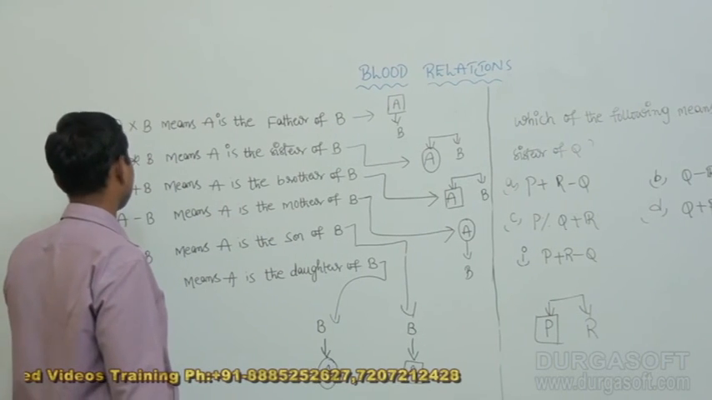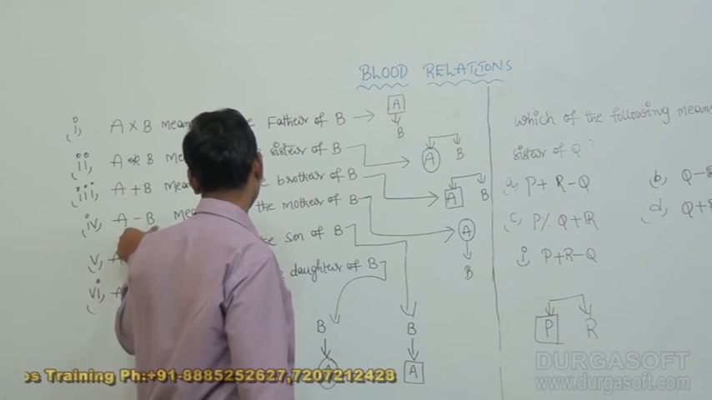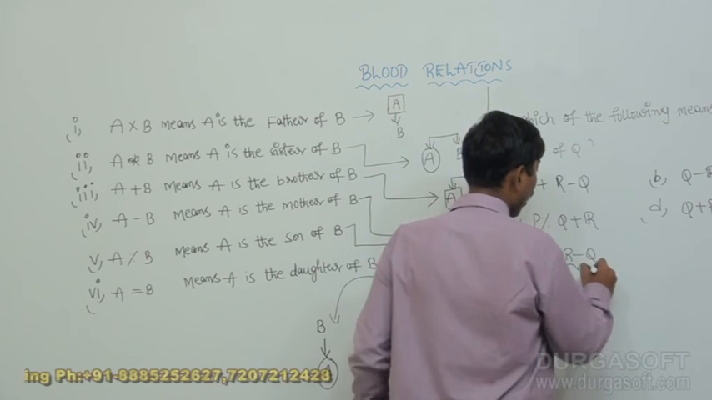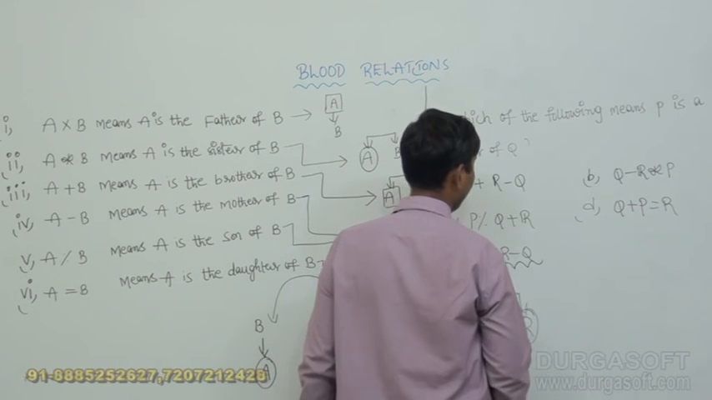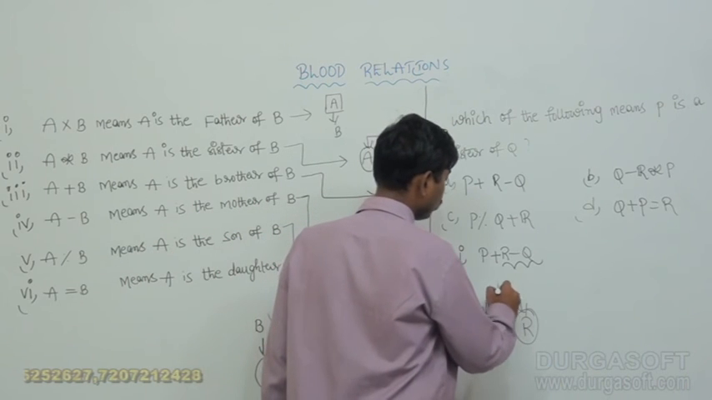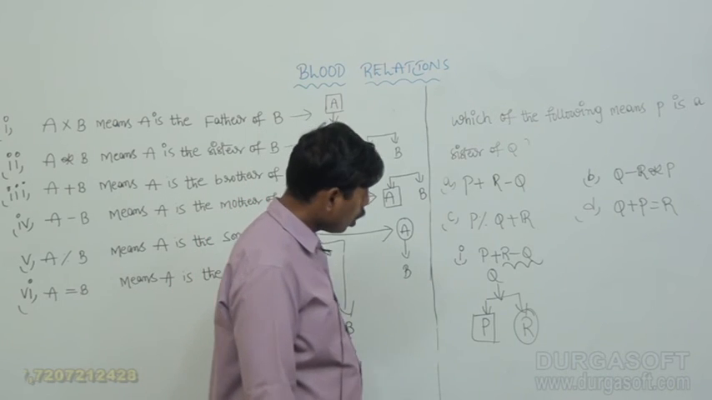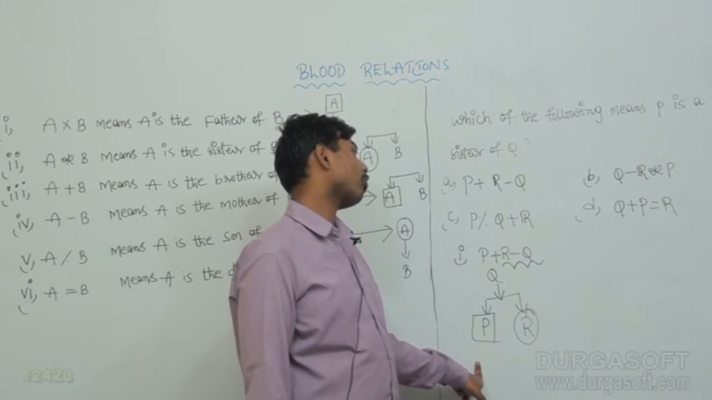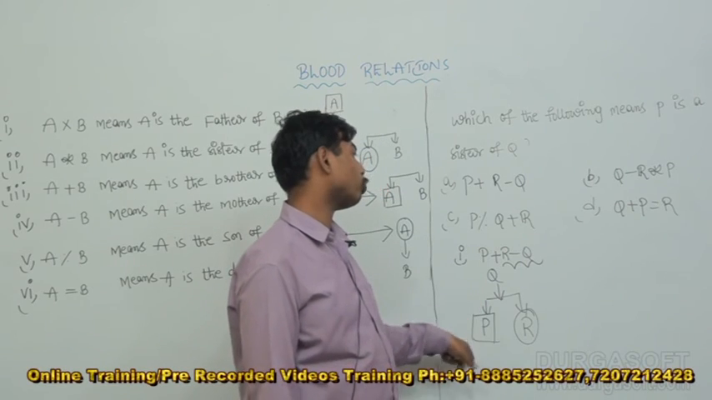Alright, next one, R minus Q. A minus B means already we know A is the mother of B. Like that only, R minus Q means R is the mother of Q. R is the mother of Q means they are in previous and next generations. Is P a sister of Q or not? No, P is not a sister of Q here.